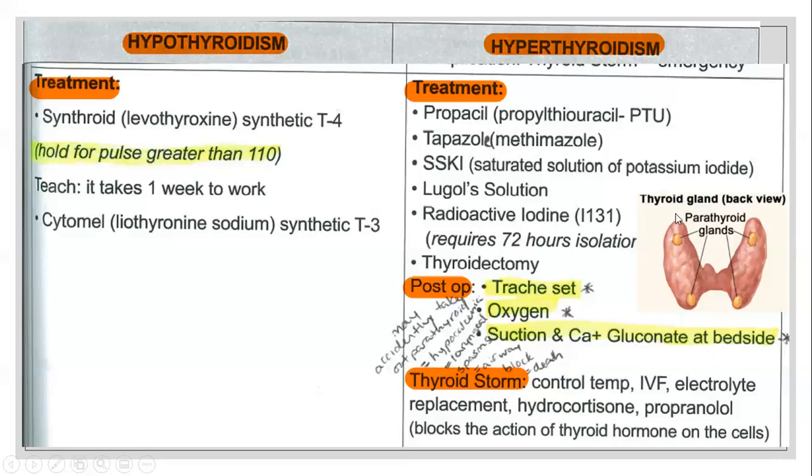Sometimes during the surgical operation, the parathyroid glands are also removed along with the thyroid gland. So we have to check after the surgery whether the patient develops any kind of tetany, involuntary movement of muscles. It means the parathyroid glands were also removed, because parathyroid glands release calcium. They release parathormone, which increases calcium and reduces phosphorus. So the complication of this is called tetany.